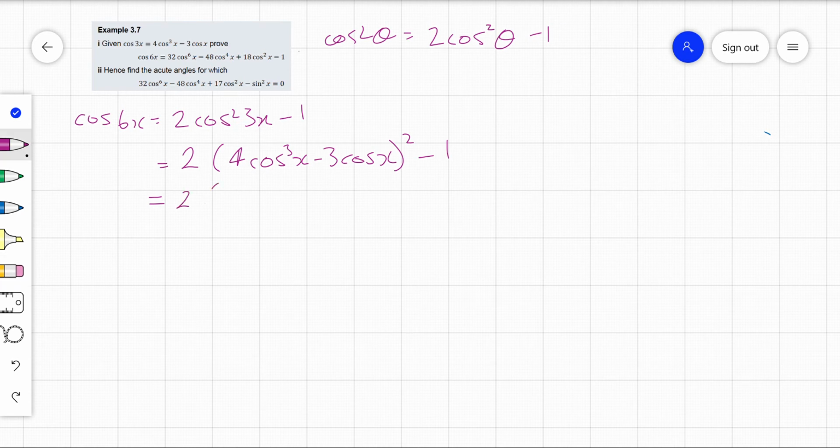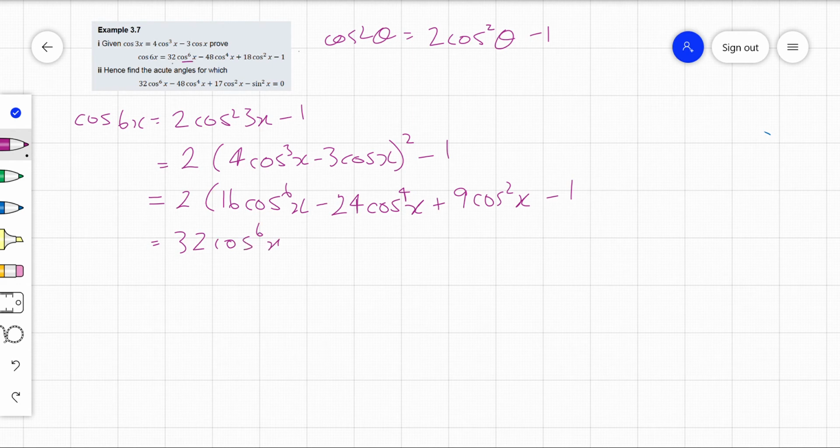So let's square first. So square the first term, double the product, so minus 12 is minus 24 cos to the power of 4x, square the last term, and we've still got minus 1 there. Now 32 cos to the power of 6x, looks like I'm good there, minus 48 cos to the power of 4x, all good there, plus 18 cos squared x, I didn't close my bracket, but all good there, and then minus 1. So we're getting cos 6x equals that, that's all fine.